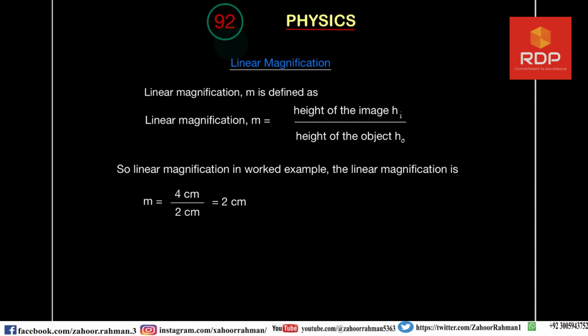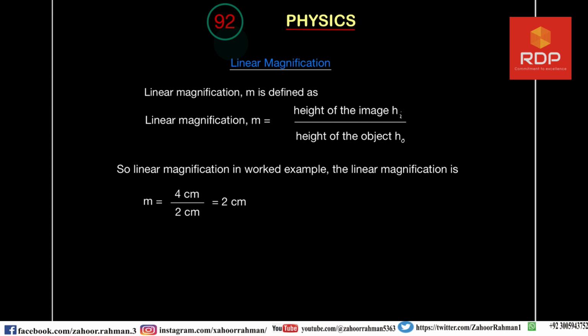In today's lecture, we are going to talk about linear magnification. If you remember in the last worked example, that was on a piece of graph paper, we noted that the image has a height of 4 centimeter compared to the object's height of 2 centimeter.